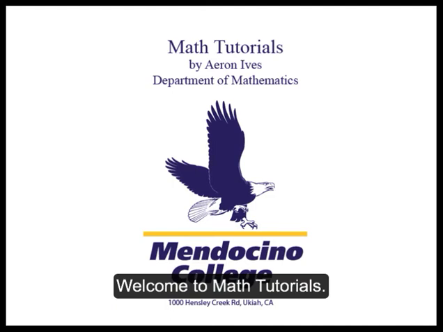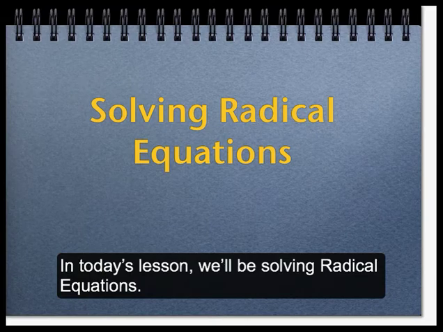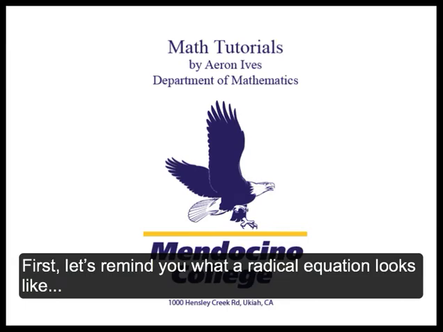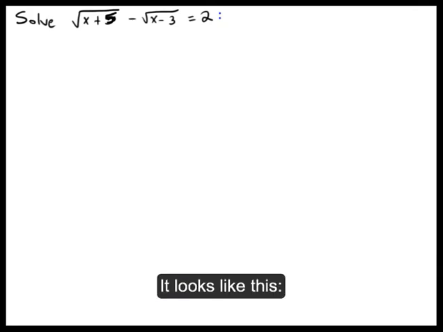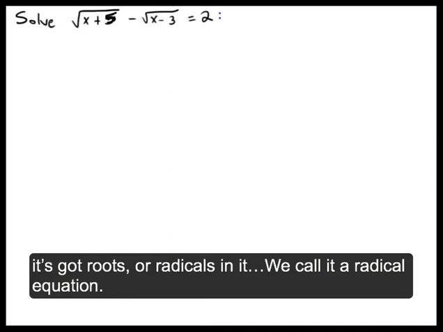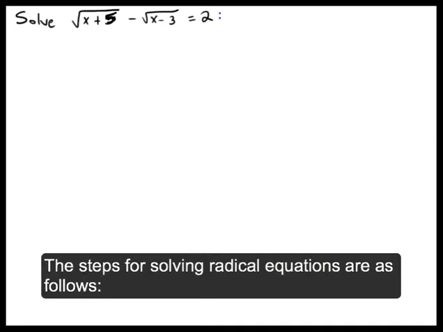Welcome to Math Tutorials. In today's lesson we're going to take a look at solving radical equations. And first let's remind you what a radical equation looks like. Here's an example. Solve square root of x plus 5 minus square root of x minus 3 equals 2. It's got two square roots or radicals, so it's what we call a radical equation.